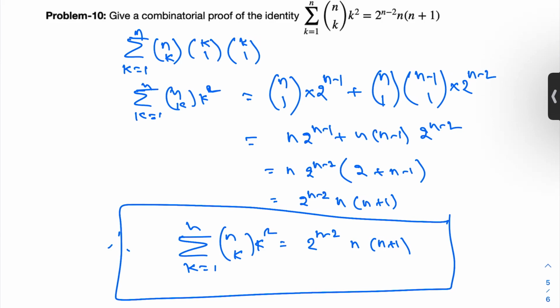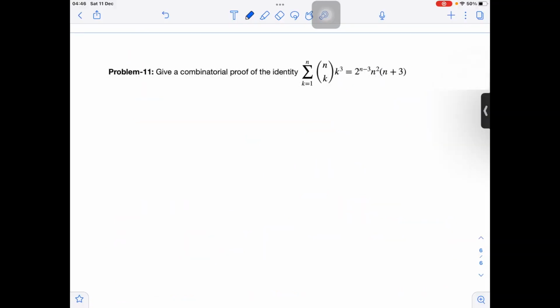Next problem, problem 11. Give a combinatorial proof of the identity summation k equal to 1 to n of n choose k times k cube equal to 2 to the power of n minus 3 times n square times n plus 3.